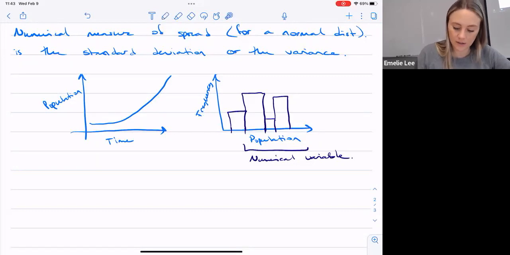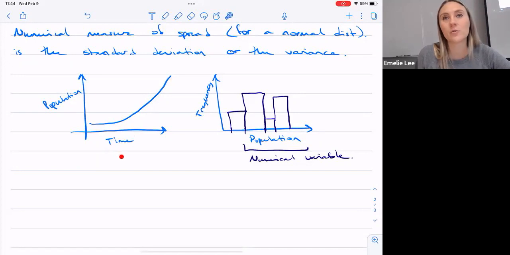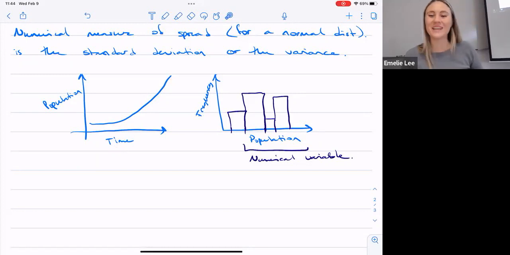Whereas here, this scatter plot is actually a special case because time is on the x-axis. So we call that a time series, but I'll say that again later.